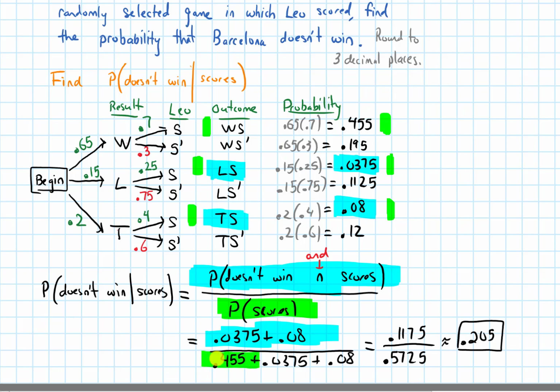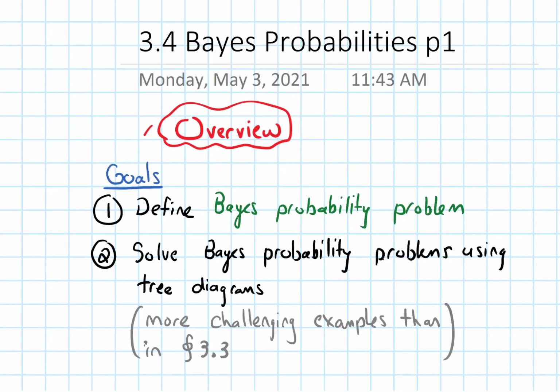Let me just end by highlighting this one in green as well. In terms of our goals for this section, we have finished our first goal, which is defining what a Bayes probability problem is. It's something we've actually seen before. We're just giving a specific name to it. Over the next few videos, we're going to continue to do examples, but the theme in this section is going to be, the examples are going to be more challenging than the ones that we saw in section 3.3.